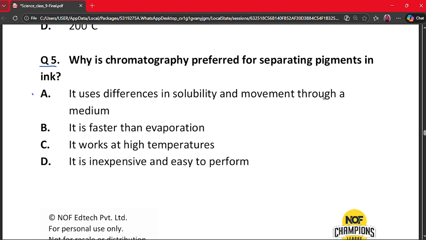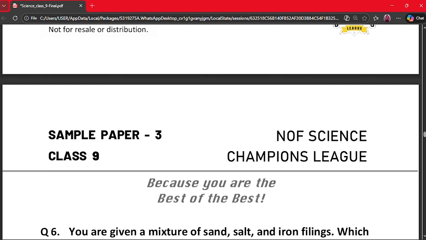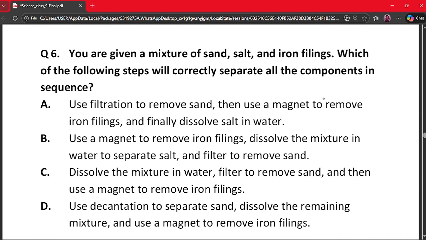Here the answer is clearly option A, because chromatography separates pigment based on their different solubilities and movement rates throughout the stationary medium, and each pigment travels a different distance due to affinities, and hence pigments get separated clearly. Our next question is question number 6. You are given a mixture of sand, salt and iron filings. Which of the following steps will correctly separate all the components in the sequence?